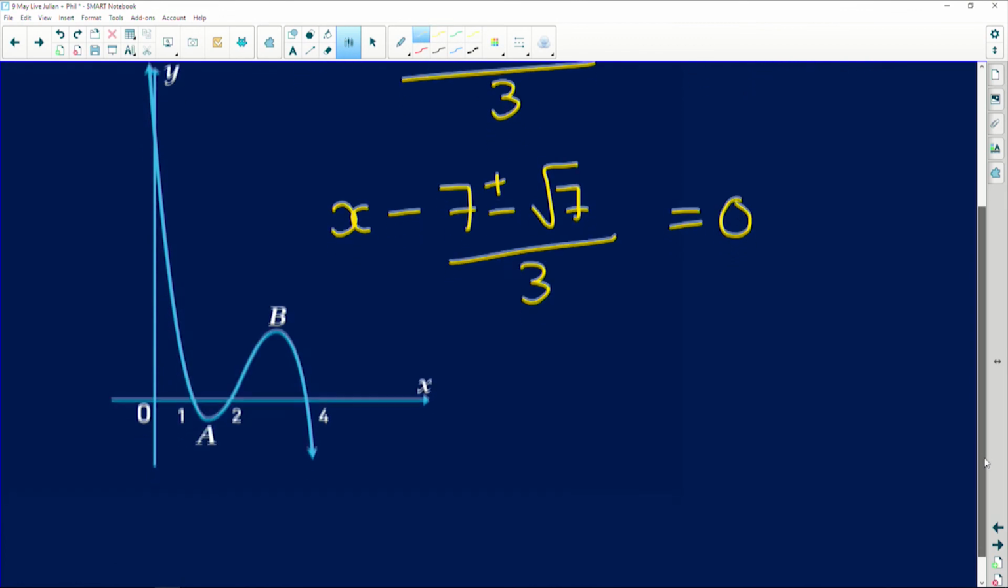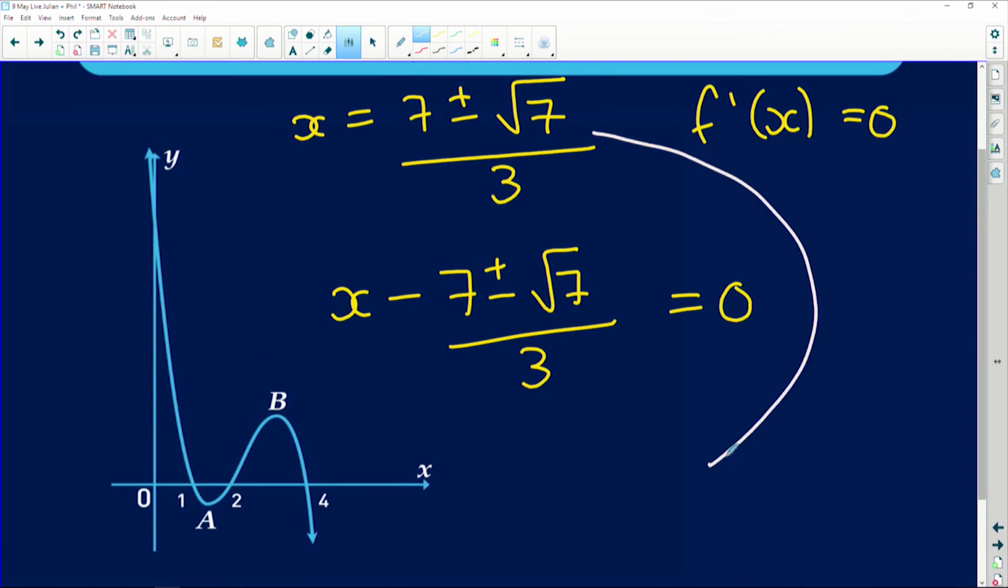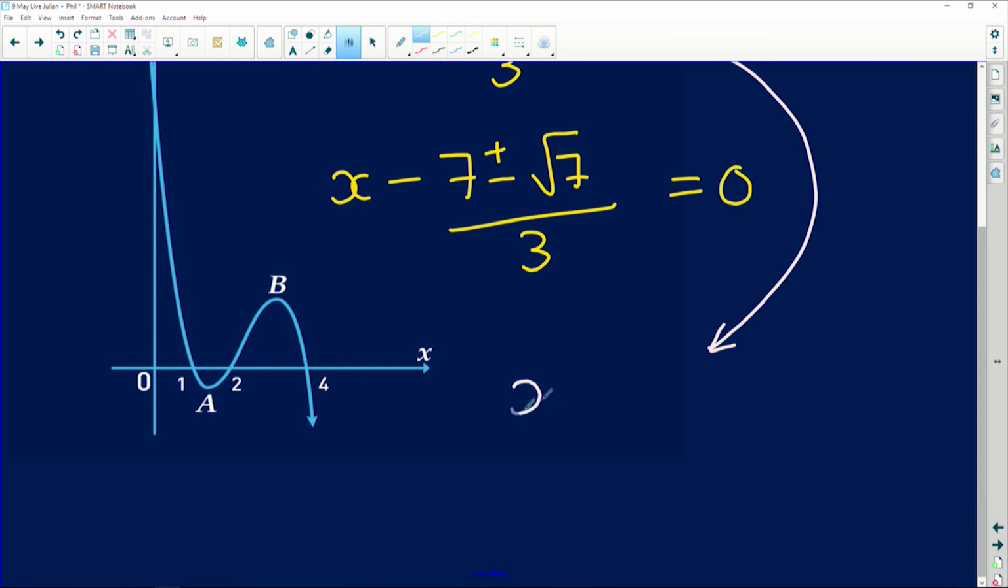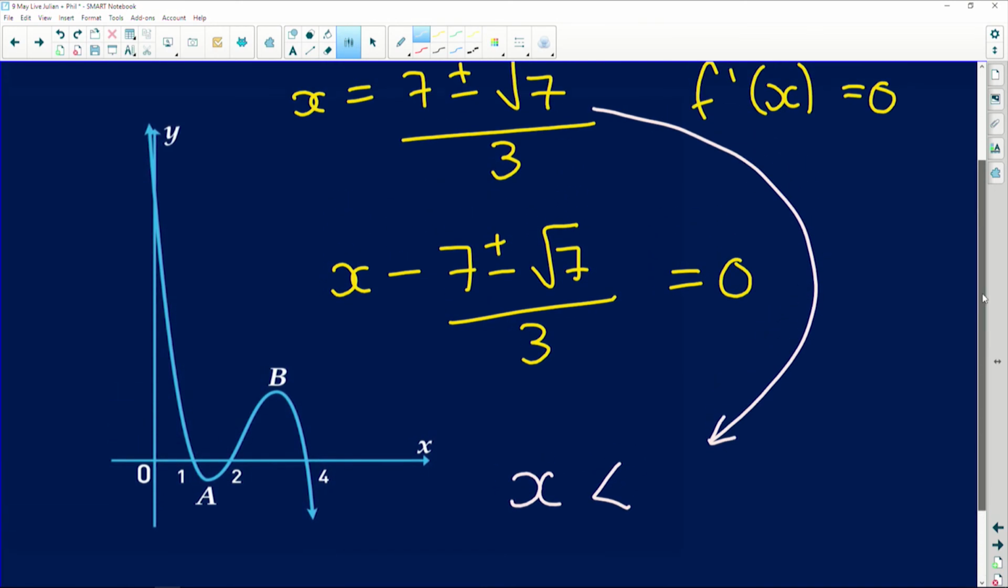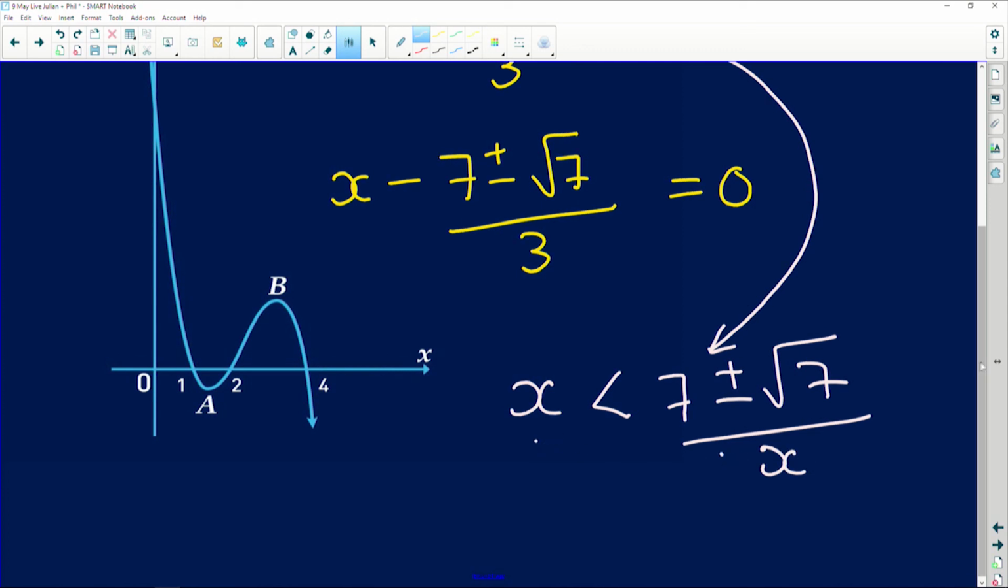Okay, so if we take this over here and we bring it down here, we can simply say that x needs to be less than 7 plus or minus root 7 over 3. Because if x was equal to this, x minus this is equal to 0. So if it's less than that, it means it's going to be less than 0. So let's look and see if this makes sense on our graph.